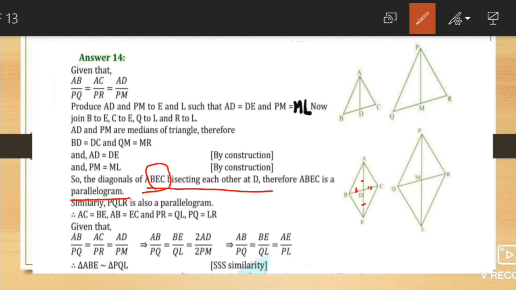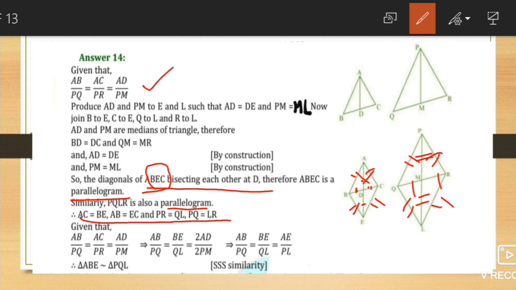By the same reason, since QM is equal to MR and PM is equal to ML, you can say that PQLR is also a parallelogram. Now since they are parallelograms, opposite sides are equal. That's why AC is equal to BE and BA is equal to EC. Similarly PR is equal to QL, QP is equal to LR. Now the given condition was AB by PQ is equal to AC by PR is equal to AD by PM.